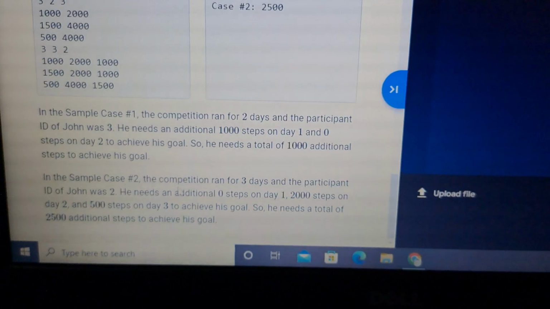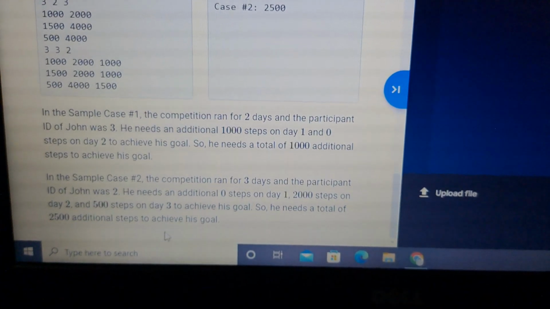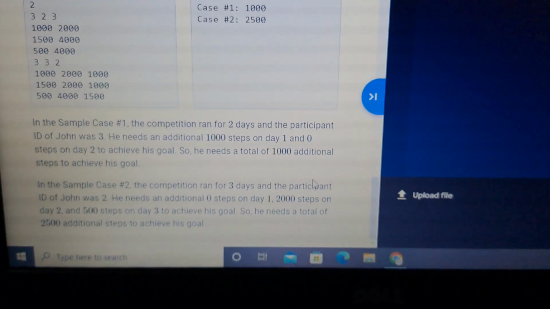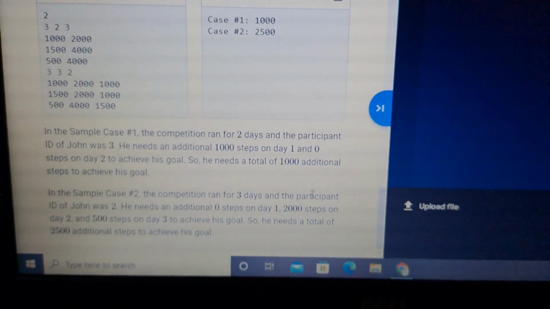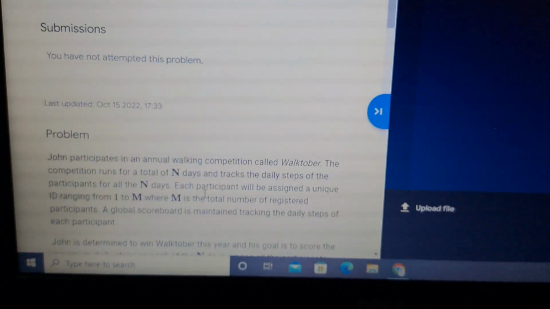In sample case #2, the competition ran for 3 days and the participant ID of John was 2. He needs an additional 0 steps on day 1, 2000 on day 2 and 500 steps on day 3 to achieve his goal. So he needs a total of 2500 additional steps to achieve this goal. So this is the first problem of the Google Kickstart.